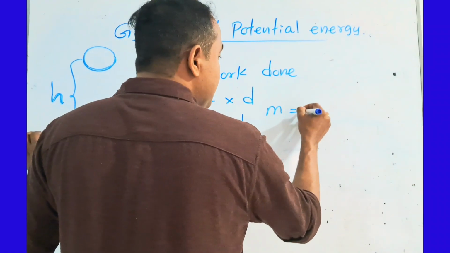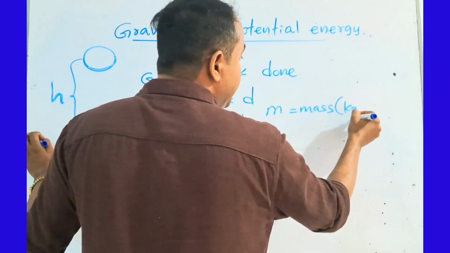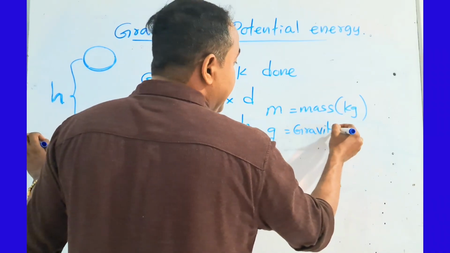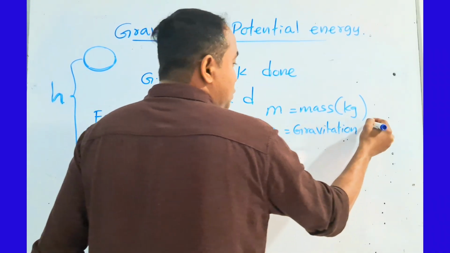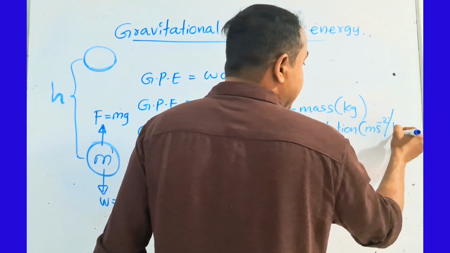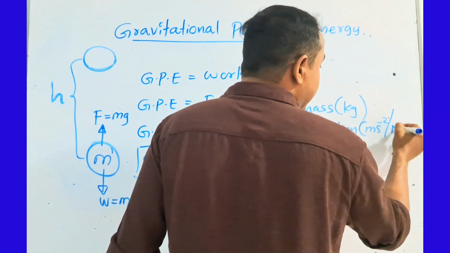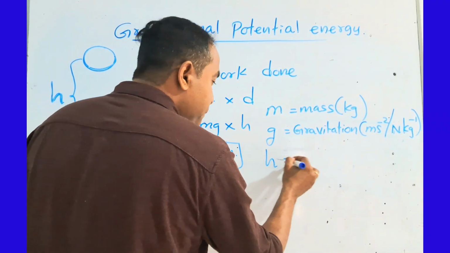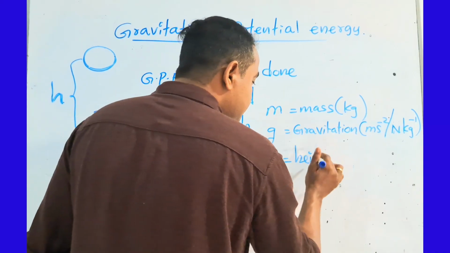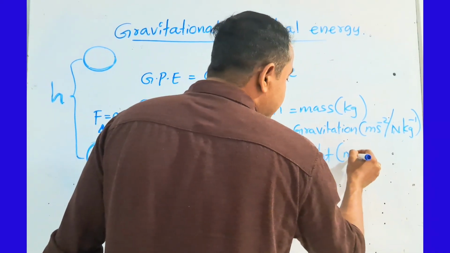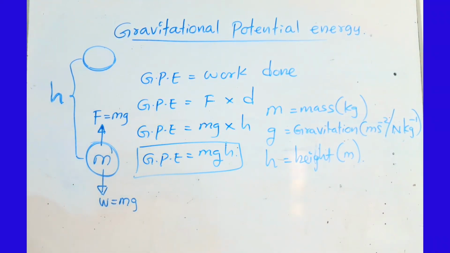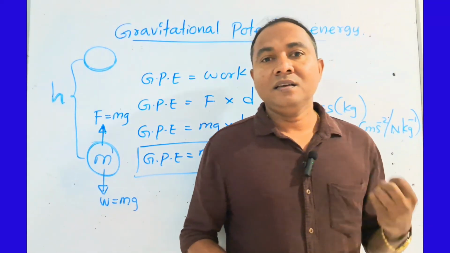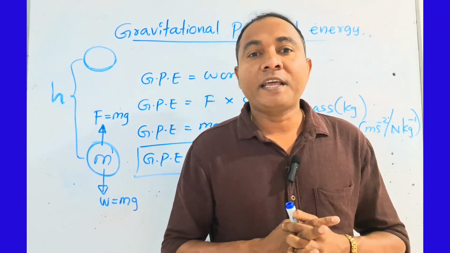Gravitational potential energy is equal to mgh. Here m is the mass. Mass should be measured in kilograms. G is the gravitational field strength. Its unit is meter per square second or newtons per kilogram. Newtons per kilogram is the unit for gravitation. H is height. It should be measured in meters. Right, now we learned what gravitational potential energy is and its equation.